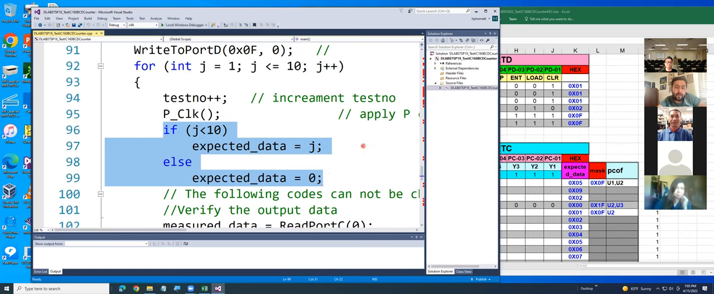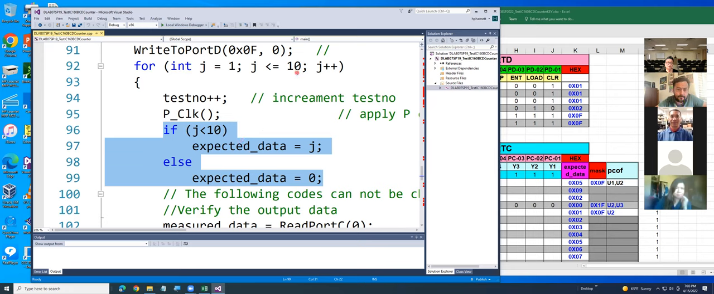Any question? Yeah, Mr. Pham, so that is a way to reset your counter? Yes, but keep going. Apply the clock for each step. Okay. First thing, J equal 1. Then here it says increment test number, then apply the clock. When it starts at 0 and you apply the clock, the output is supposed to go to 1. And if the next time you apply the clock, it goes to 2, and so on, up to 9.